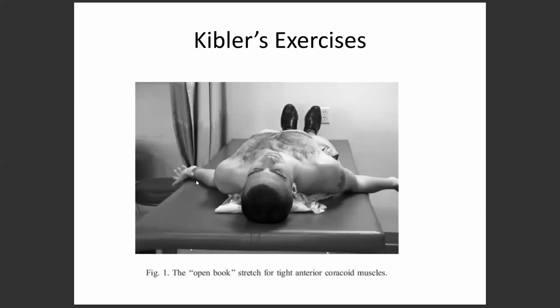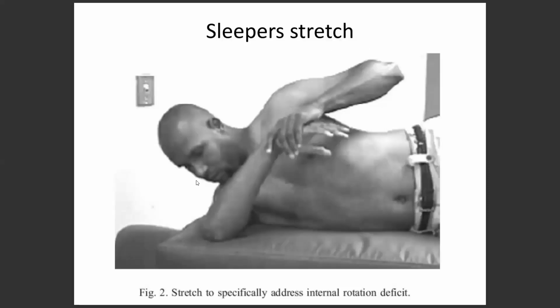These are the capsular exercises, which are also known as the open book stretch. Usually this exercise is for the muscles around the coracoid process. This is the sleeper stretch. This is one of the best stretches used for stretching the posterior capsule.